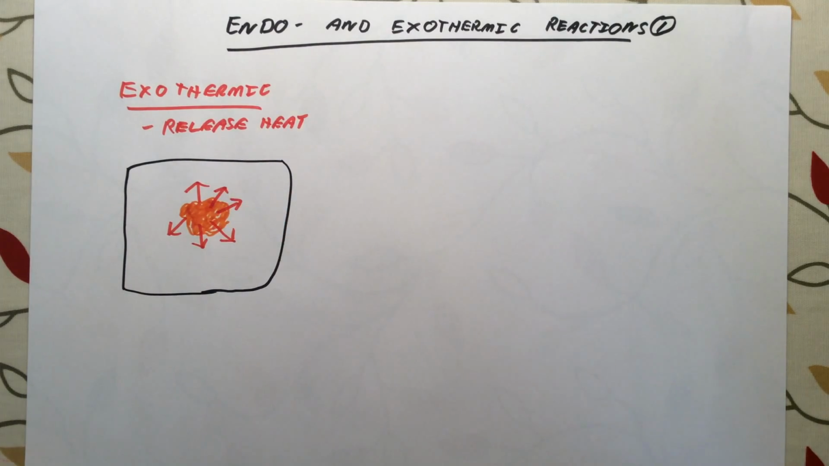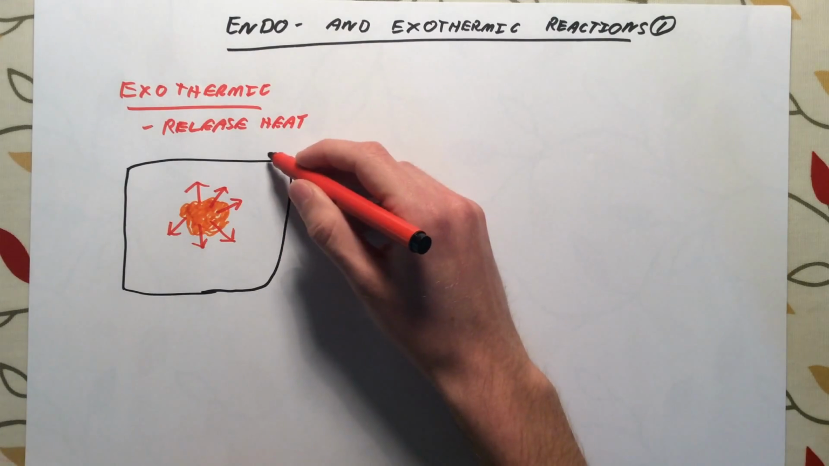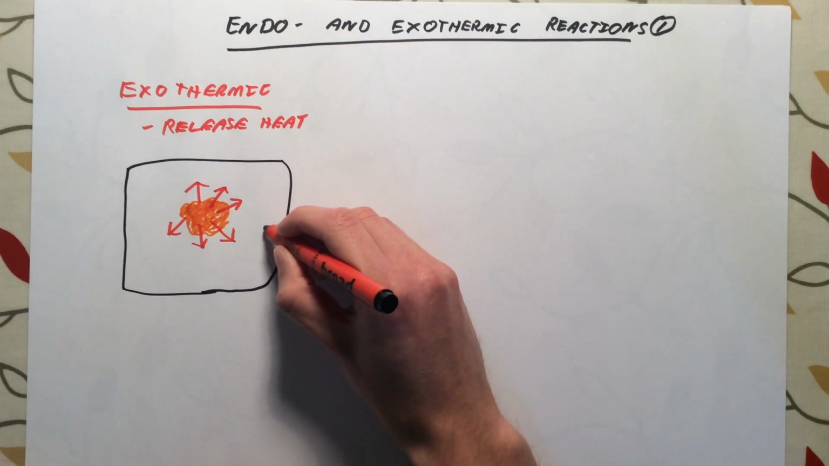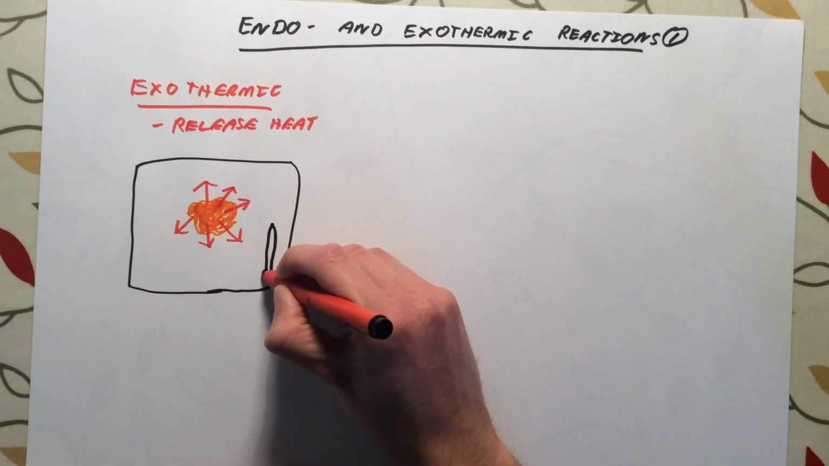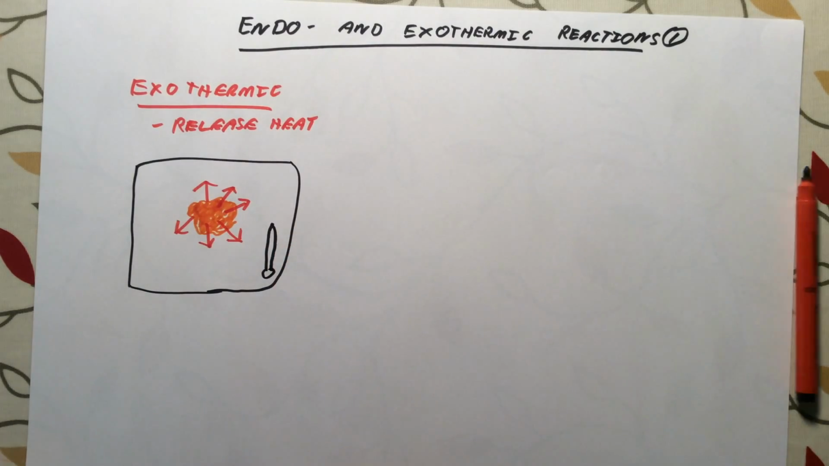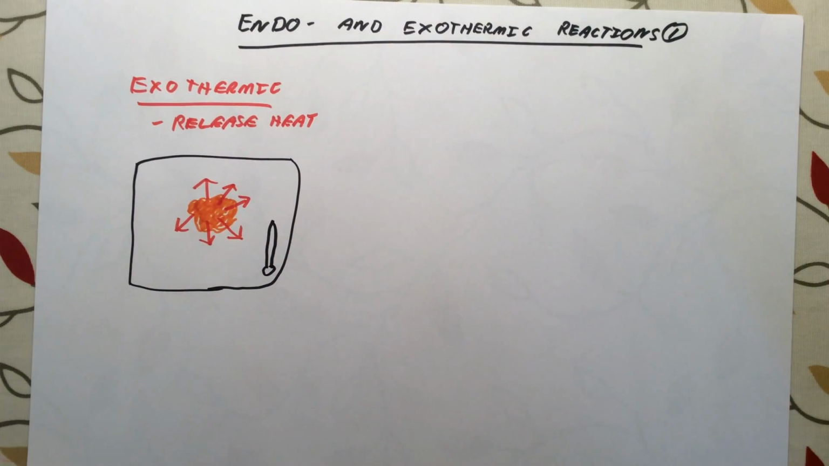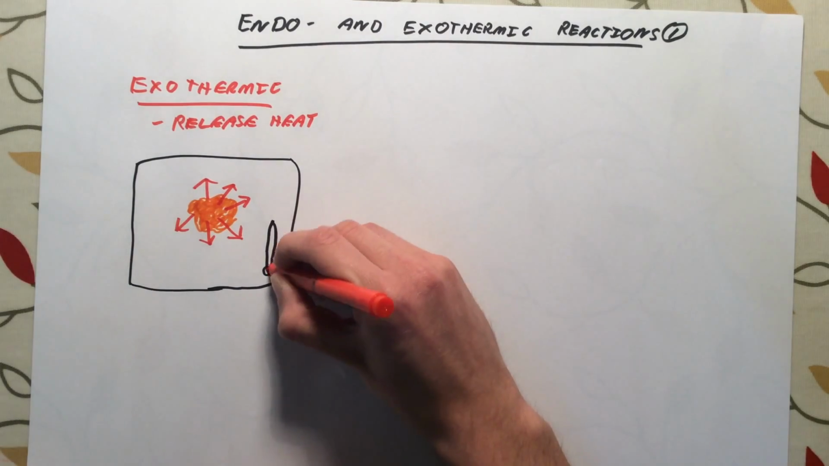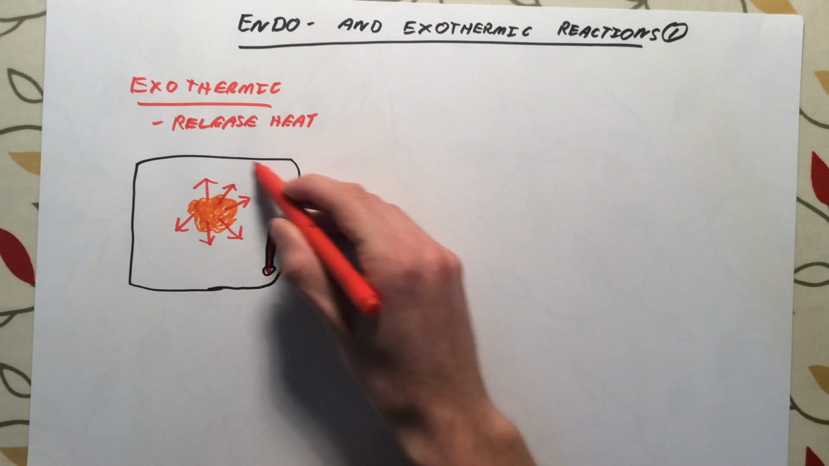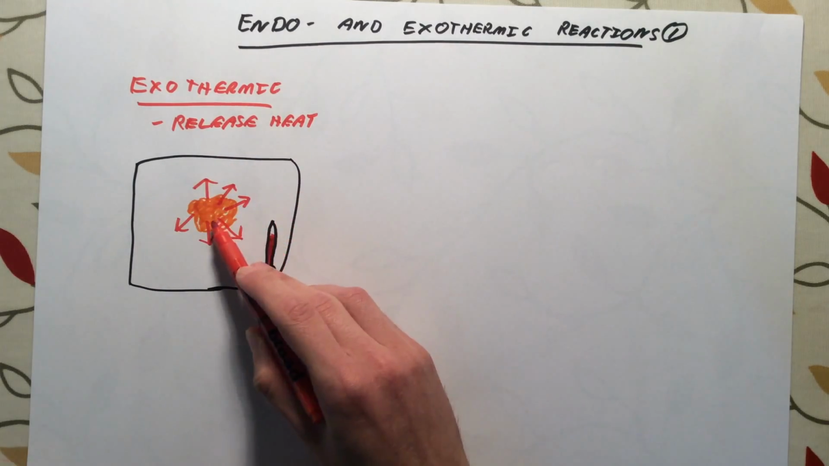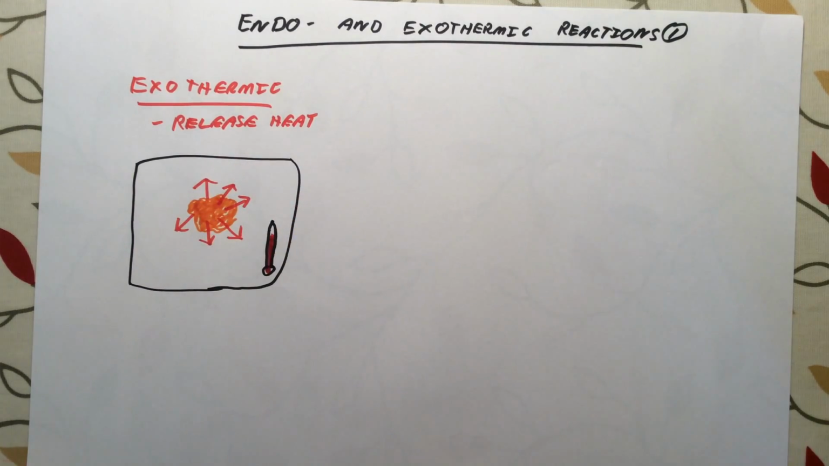Therefore, if you were to measure the temperature of the system, okay, so say you had a thermometer here, that thermometer would go higher. The temperature of this whole system would increase because the chemicals have released or given out heat energy.